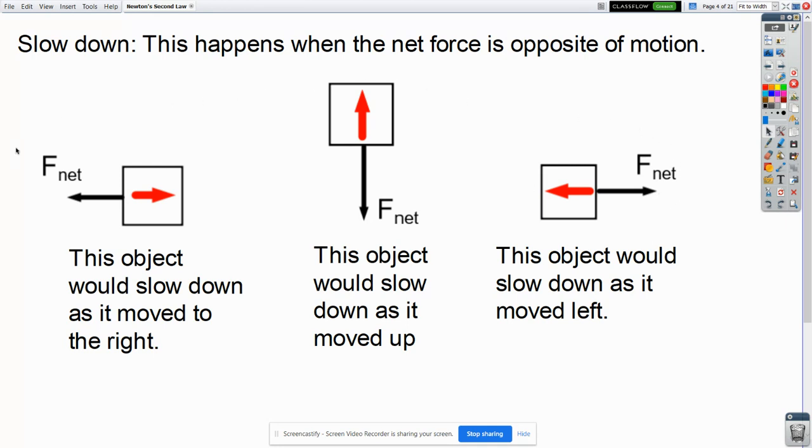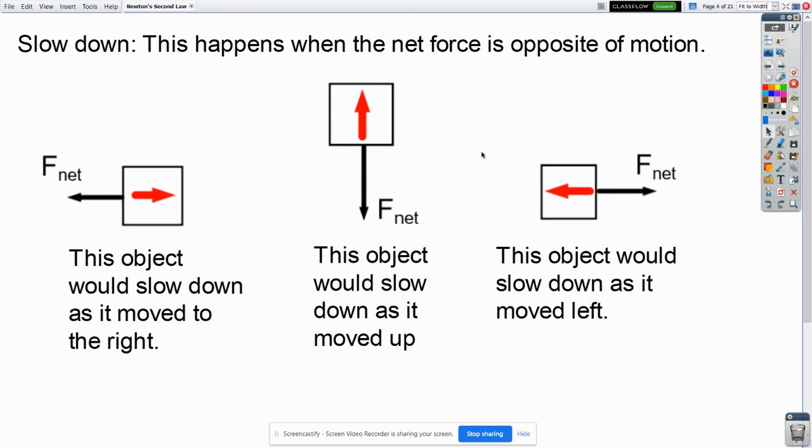Now, if that net force continued to be applied to that object after it stopped, it would eventually flip this arrow inside the box. So this object that's moving to the right would slow down, slow down, slow down, and eventually stop. And then if that net force continued, it would start moving to the left. In that case, the net force and the direction would be the same, so it would speed up as it moved off the other direction.